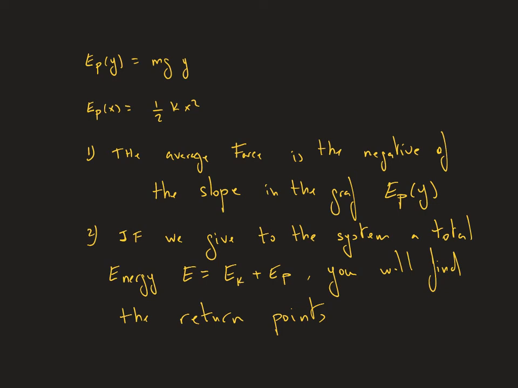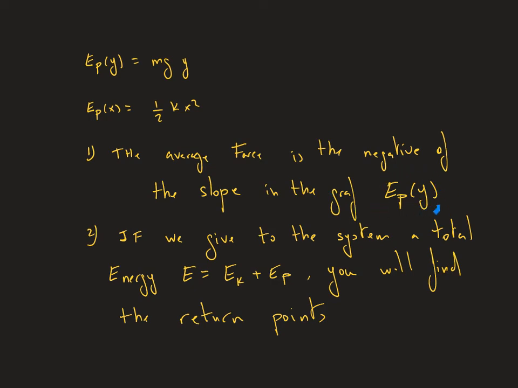So in this video we are going to draw this function E sub p of y equals mgy. Also we are going to deal with this potential energy 1/2 kx squared, that is a parabola, and we are going to prove the two basic things looking at the graph. The first thing that we are going to prove is that the average force is the negative of the slope in the graph E sub p of y.